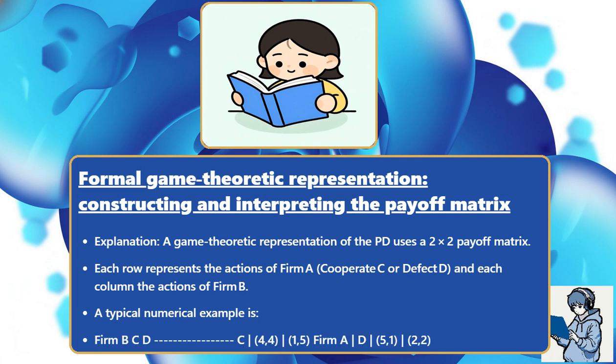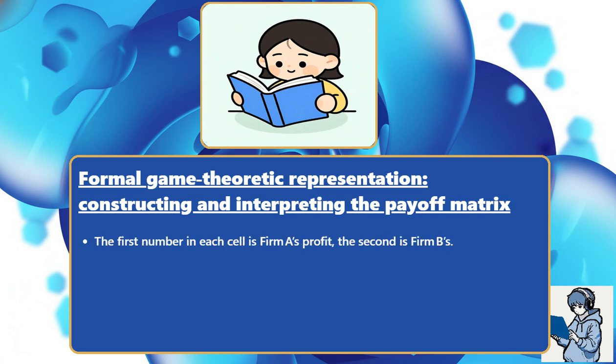When firm A chooses C and firm B chooses C, the payoffs are 4 to A and 4 to B. When firm A chooses C and firm B chooses D, the payoffs are 1 to A and 5 to B. When firm A chooses D and firm B chooses C, the payoffs are 5 to A and 1 to B. When both choose D, the payoffs are 2 to A and 2 to B. The first number in each cell is firm A's profit, the second is firm B's.